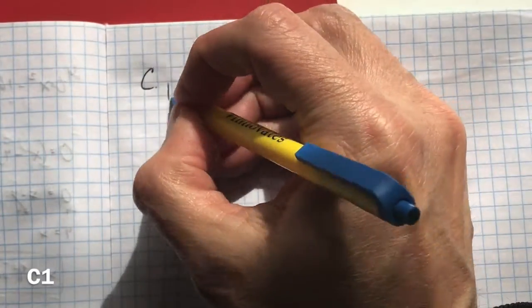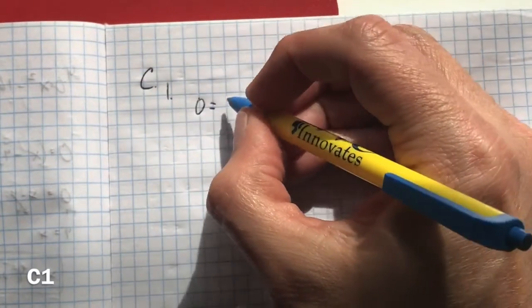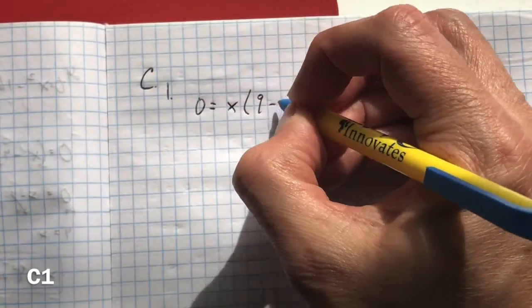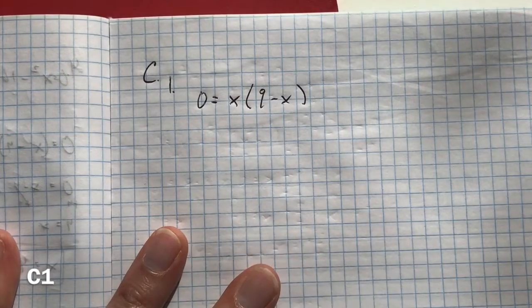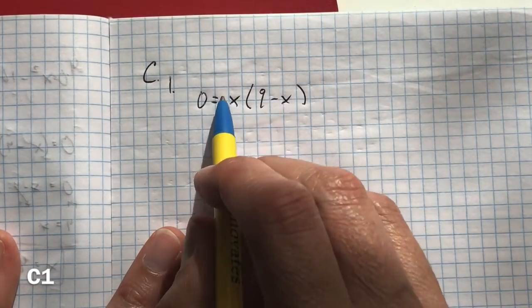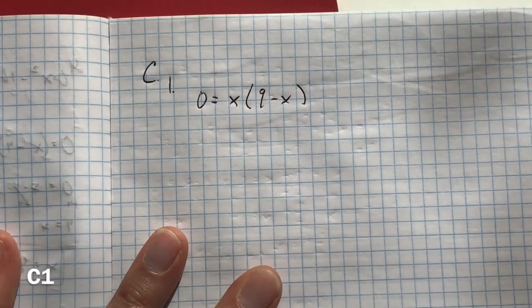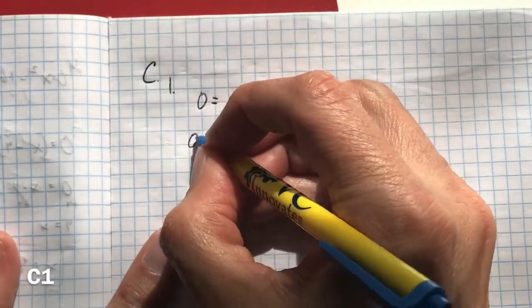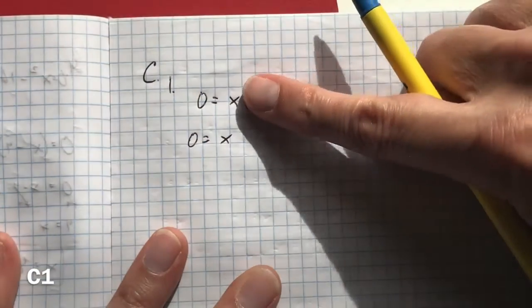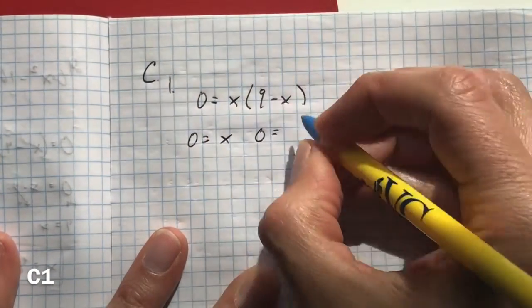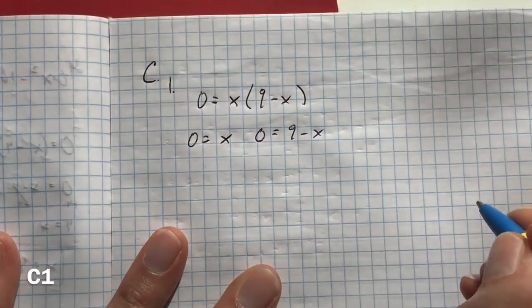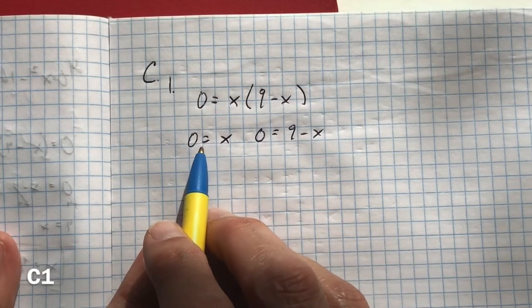So C1, we get 0 equals x times 9 minus x. Right away, we just begin to separate that out. This is just something to make sure you're aware of: we don't need to distribute this through. We begin to just pull those apart like we saw before. So one of them we already have right there: x equals 0. That's part of it. The other one we have is x equals 9 minus x.